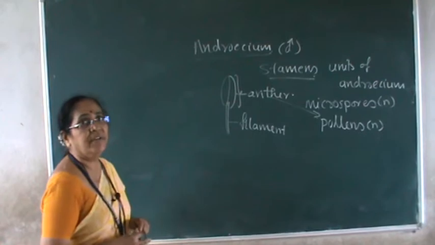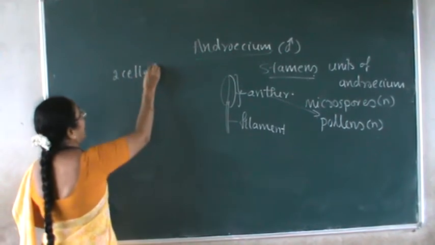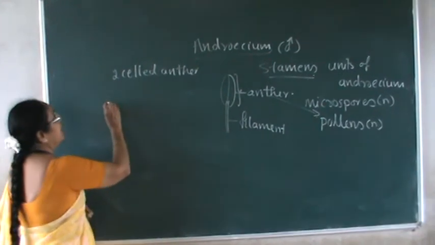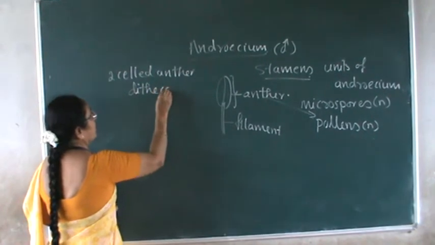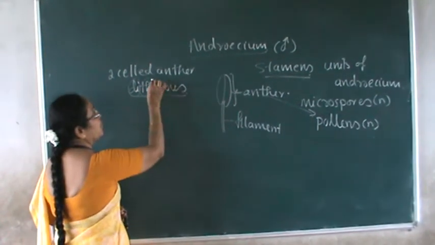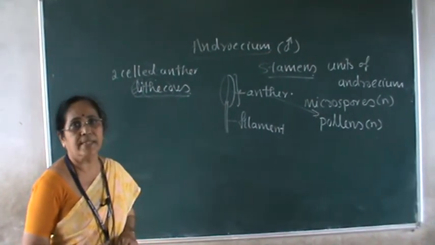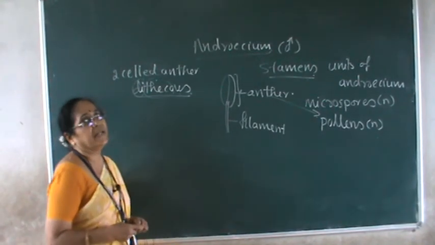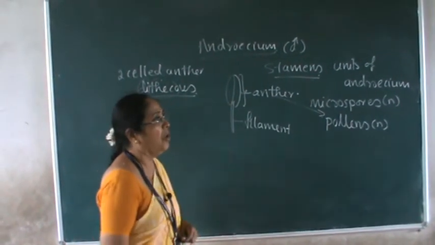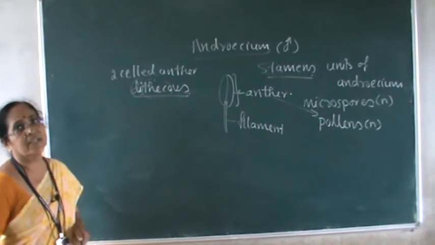Generally the anther is made up of two cells. This is an example of a two-celled anther, 1 and 2. In that case, it is called a dithecous anther. Here di refers to two, and theca refers to chamber, cells or chamber. So when there are two cells in an anther, it is described as a dithecous anther. This is a common feature in most of the angiosperms. You can quote the examples of brinjal, tomato, chili, datura, caesalpinia, mustard. All these are examples of the dithecous kind of anther.